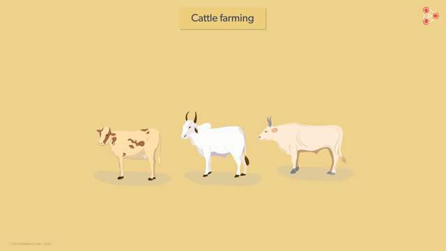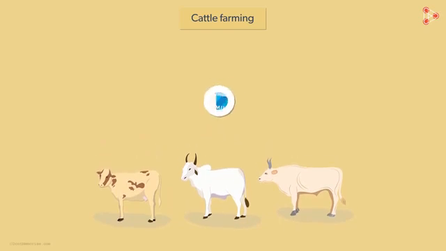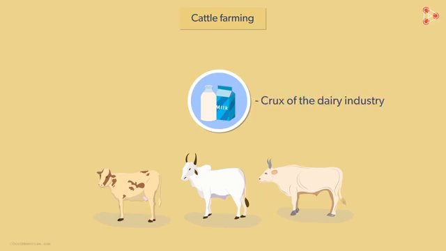What purposes do the cattle serve? They are dual-purposed, and can you guess what those 2 purposes are? What is the main thing we get from cattle? Milk, that's right. Cattle farming comprises of milch animals, or in simple words, animals that provide us with milk. Milk, as we know, is the crux of the dairy industry. A variety of dairy products require milk as their raw material.